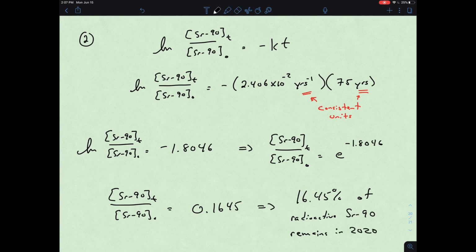in 2020. It's kind of the problem with radioactivity, it's always hanging around. That's over 75 years, and we still have an ample amount of this radioactive strontium-90 giving off radiation, potentially doing biological harm. But that's a topic for another day once we get into nuclear chemistry.